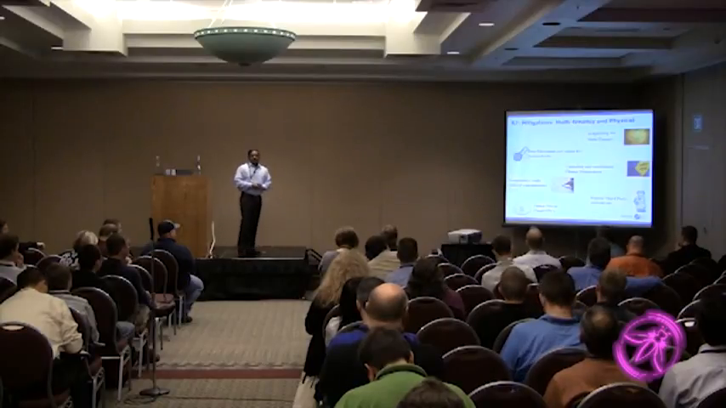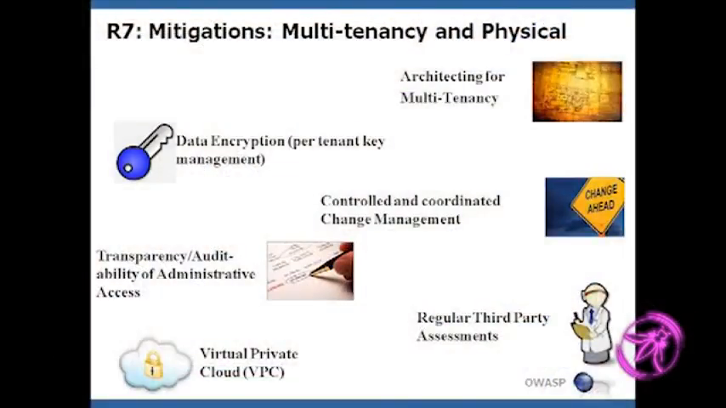So the point here is, if the change is related to one tenant, it needs to be architected in such a way that it impacts only that tenant. So make sure the security controls are architected for multi-tenancy so that one change cannot impact the others. Controlled and coordinated change management, letting the customers know that something is being changed in your data center, on your VPDC, virtual private data center. And regular third-party assessments are done to make sure that the multi-tenancy is secure for the cloud consumers to adopt.